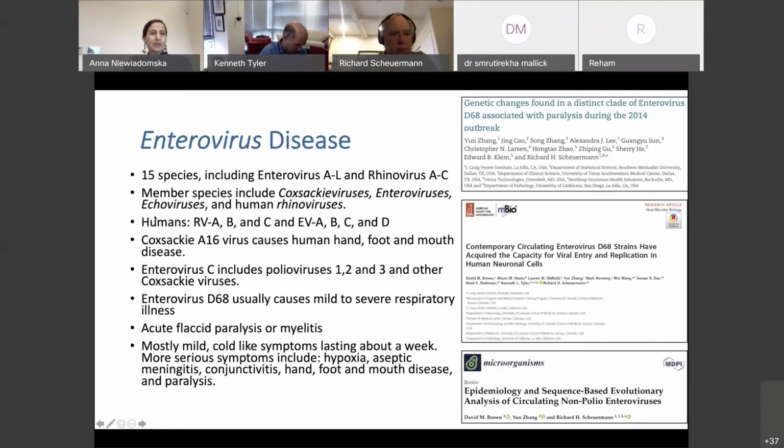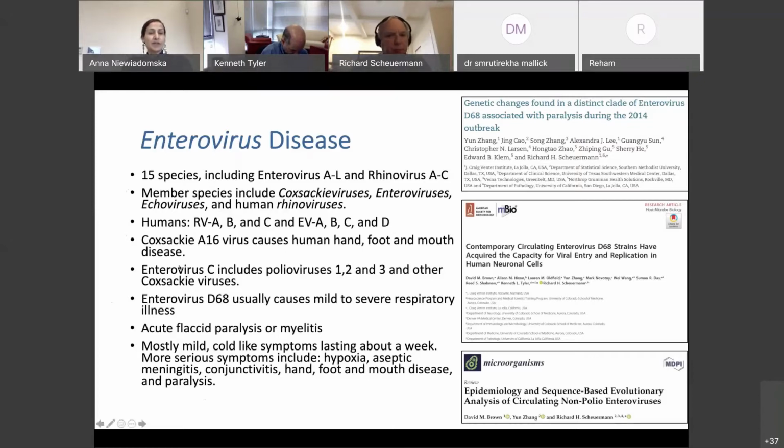So in humans, it's thought that rhinovirus A, B, and C cause infection, and for the enteroviruses, it's thought that groups A, B, C, and D are the ones that circulate in us the most, and the other groups, E through L, tend to be isolated from other mammals or other species for the most part. So as I mentioned, Coxsackievirus A16 is the main causative agent of hand, foot, and mouth disease, although there are other species as well.